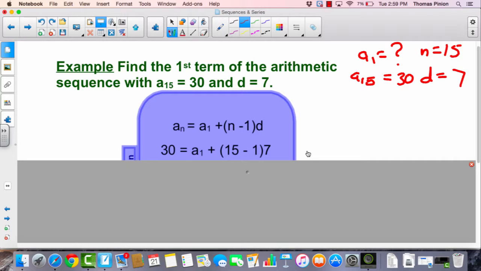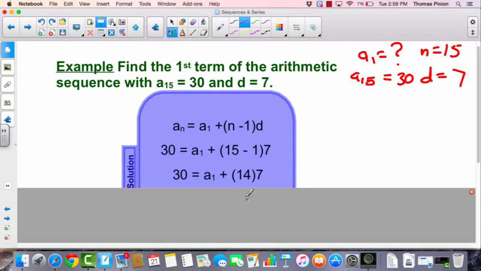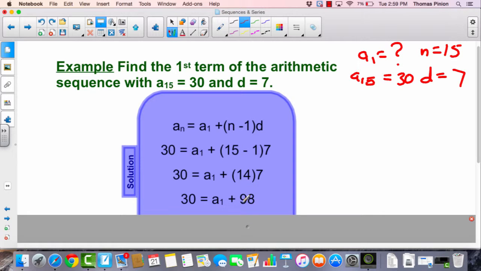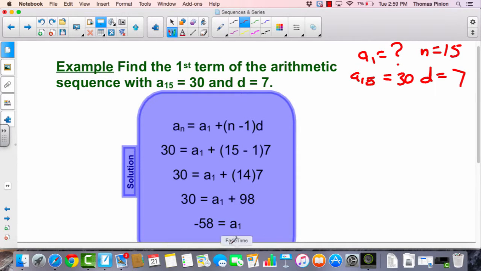So now, let's take 15 minus 1, which is 14. 14 times 7 is going to be 98. Now, since that's a positive 98, we are going to have to subtract 98 from both sides of the equal sign. Now, when we do that, the 98's cross out, and we're left with a sub 1 equals. When we take 30 minus 98, that's actually negative 68, which is your a sub 1.